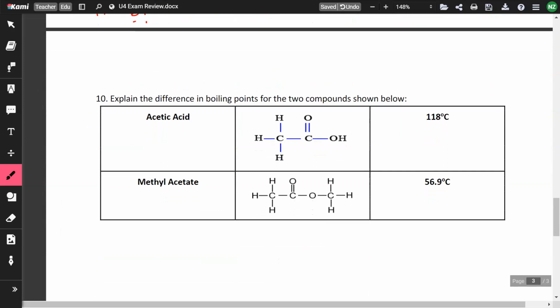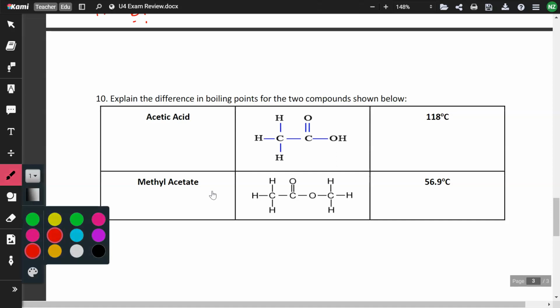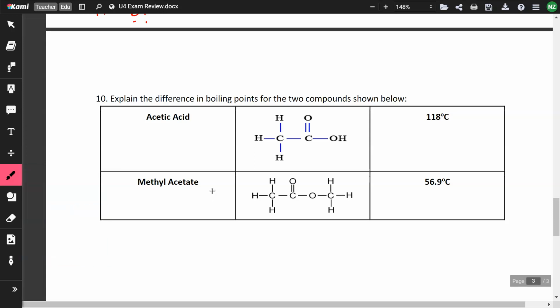Okay. Says, explain the difference for boiling points for the two compounds shown below. So we have acetic acid and methyl acetate. Those look absolutely terrible. Look at all those crazy things going on here. Okay, but just like the previous one, I want you to notice this one has a higher boiling point. It's also the only one that has hydrogen bonding.